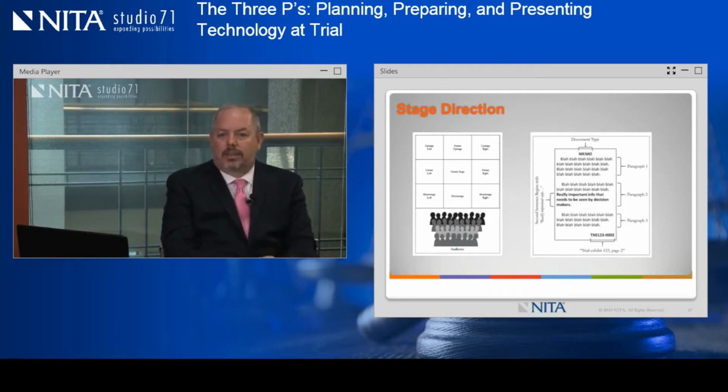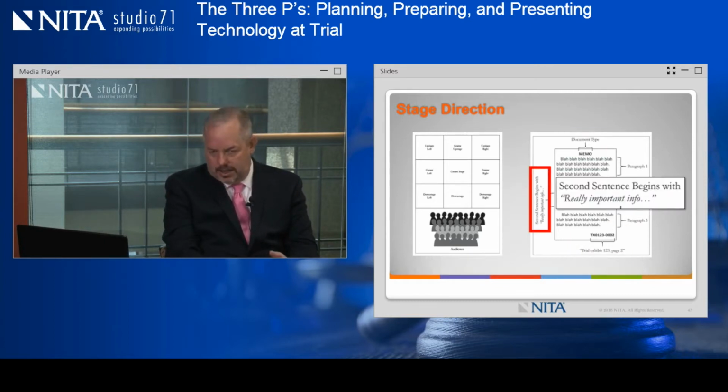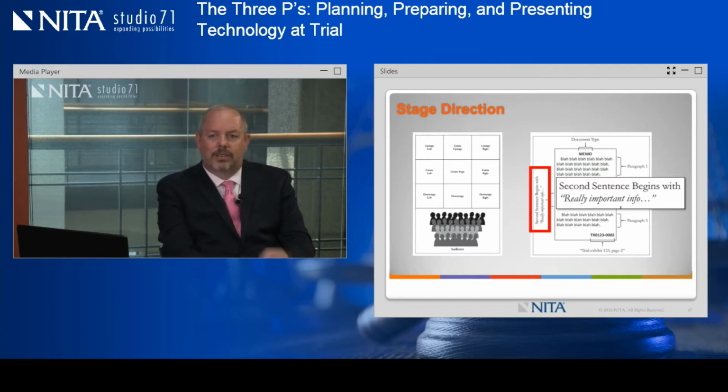Next is stage direction. Stage direction is used in theater to tell the actors where to stand on stage. Stage direction in trial presentation is helping to direct your viewers where to look in the exhibit. Lawyers are often overly familiar with their docs and assume everyone else can keep up. They can't. Lead your audience to where you want them to see by describing exhibit number, document type, paragraph number, and the sentence. It's a good idea also to do a tutorial on what an exhibit number is and where it can be found.